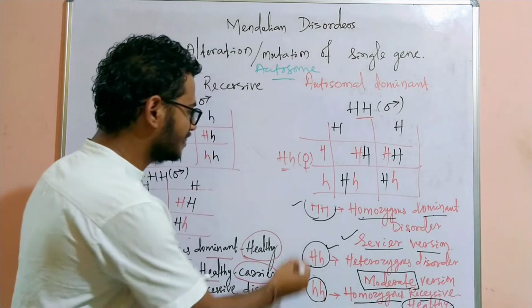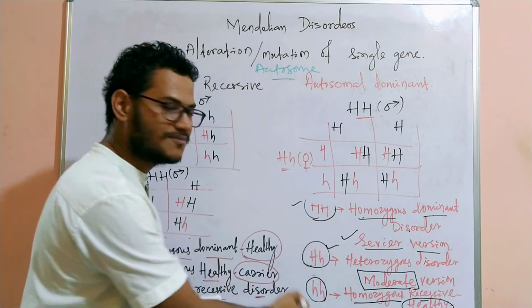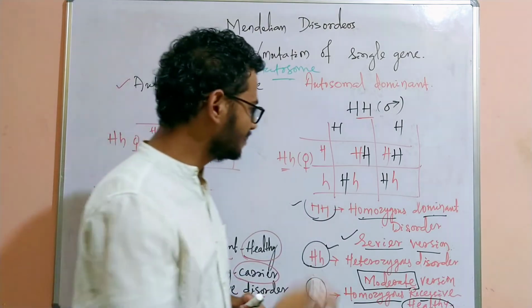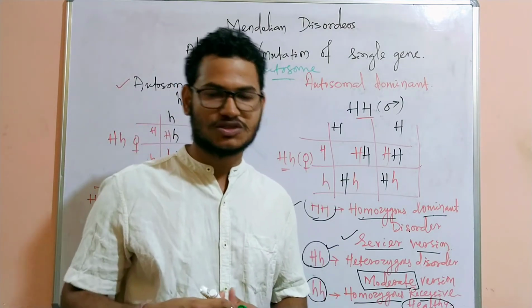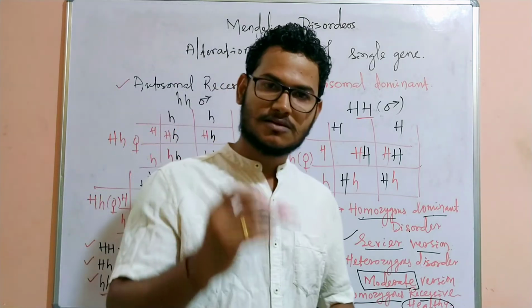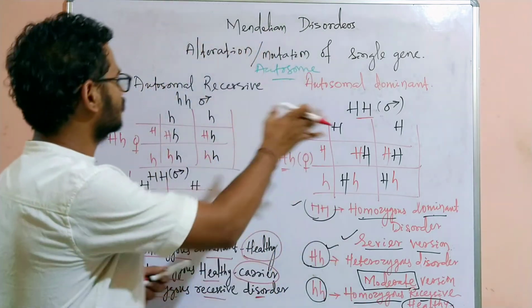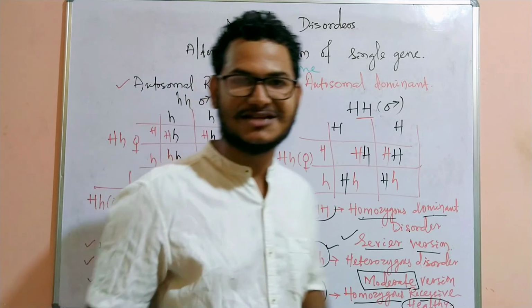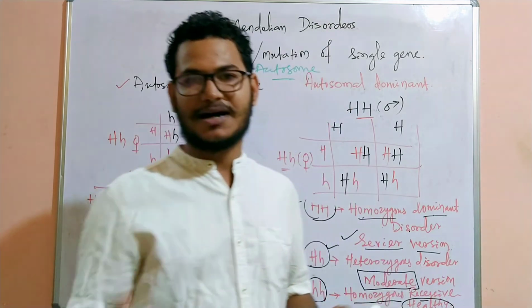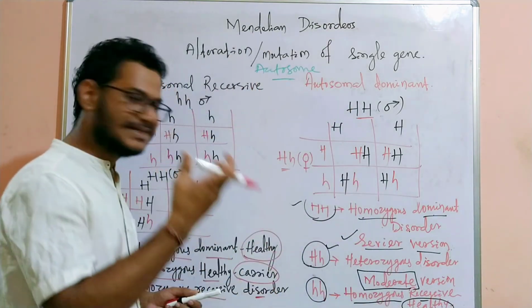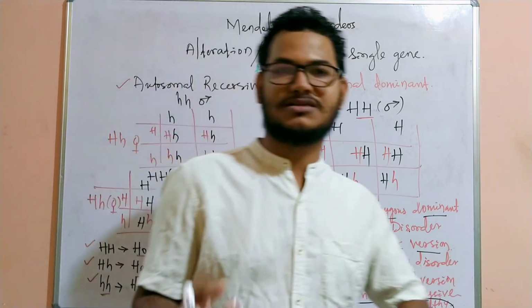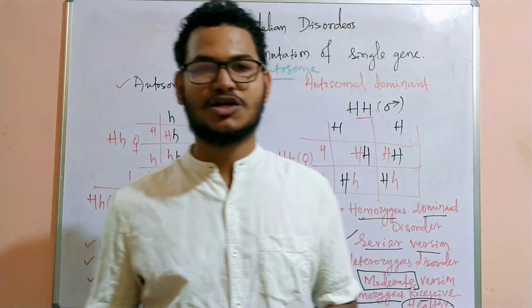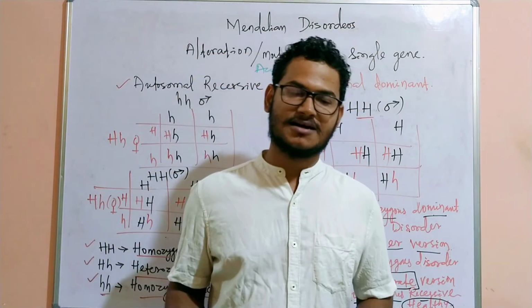We can take different forms of parents and find out their offsprings and the proportion. So this is the basic concept about the autosomal dominant and autosomal recessive disorder, and in my next videos we will study in detail about the different Mendelian disorders, what are their causes and symptoms.